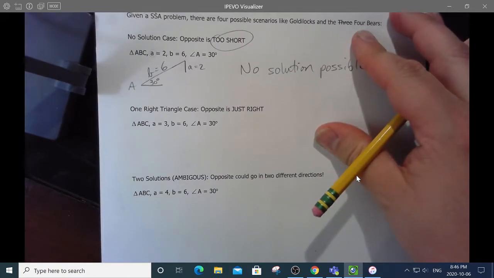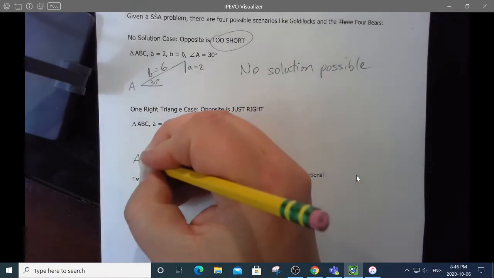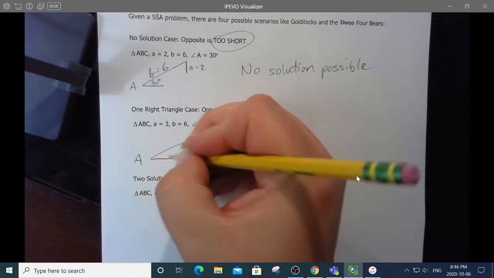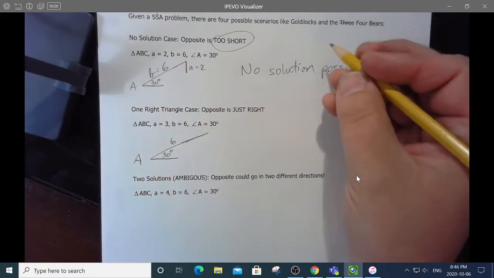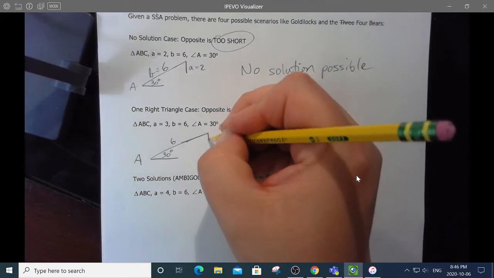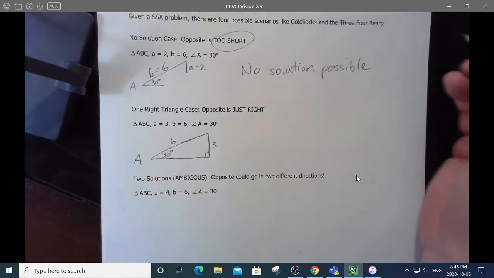Case number two is that you get exactly a right triangle. So you have angle A, which again is going to be 30 degrees. And again, this is going to be 6 units. But now this is going to be 3 units, and that exactly just makes a right triangle.